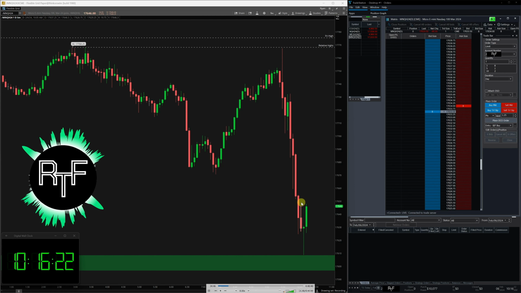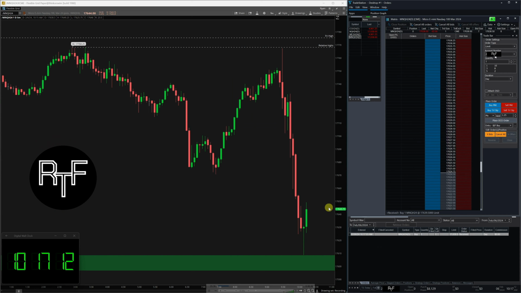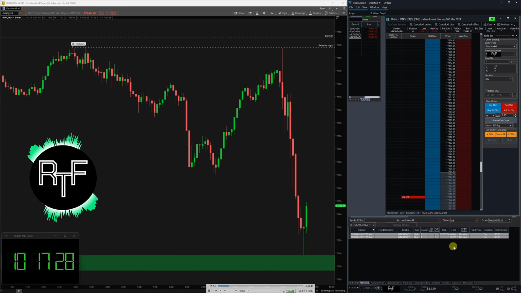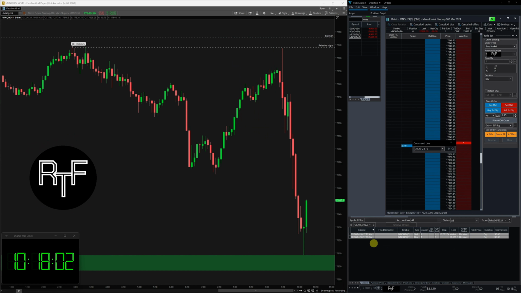Here we see price rallying into this fair value gap. Just keeping an eye on how it performs here. And I went ahead and put in a couple entries because I'm down on the lower time frame. And I'm starting to see that breaker formation.